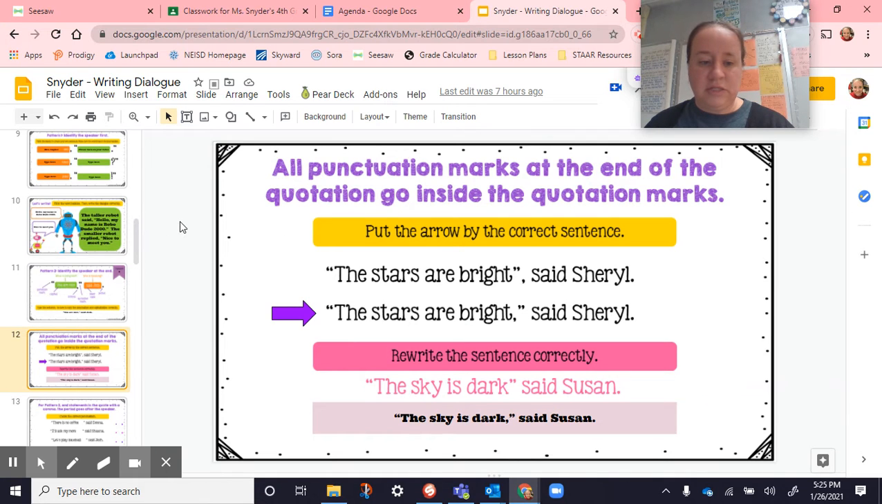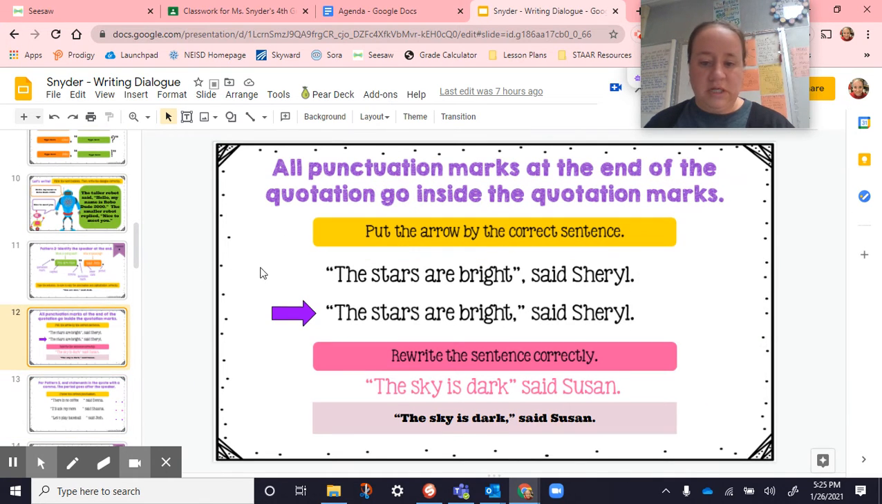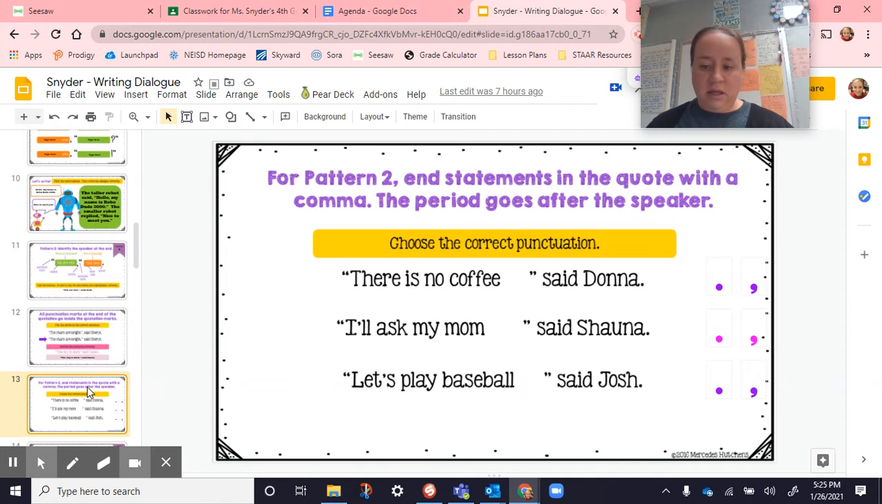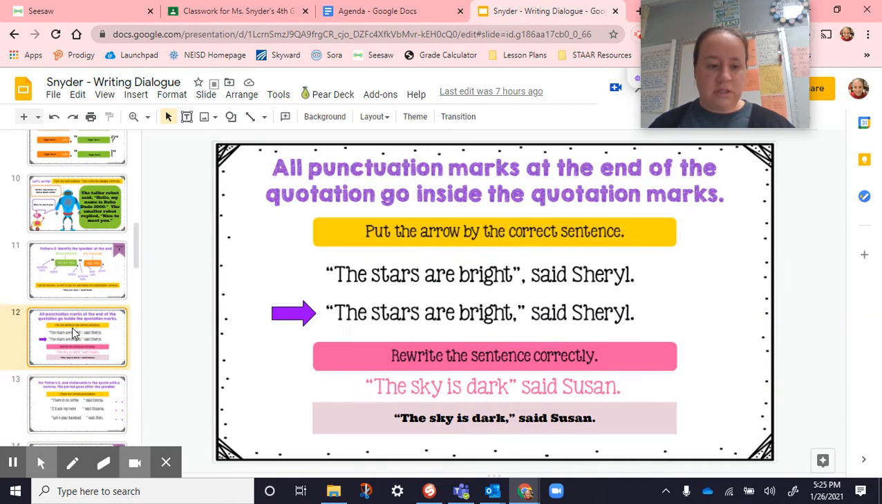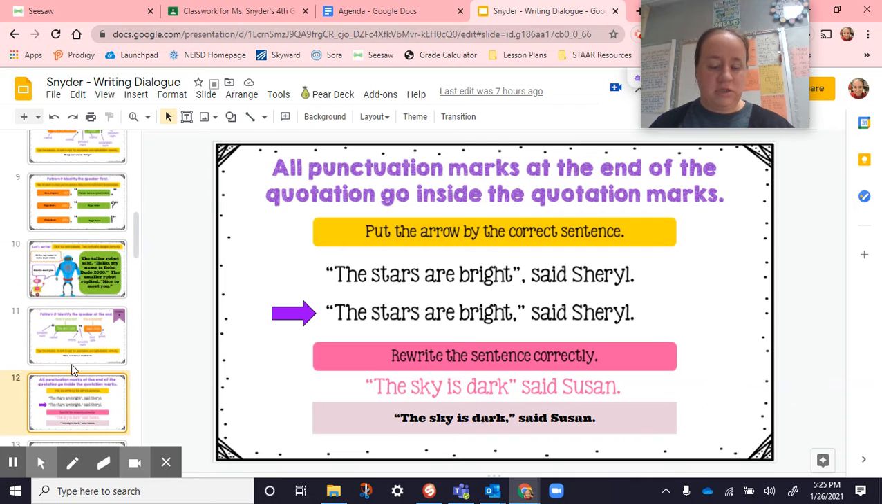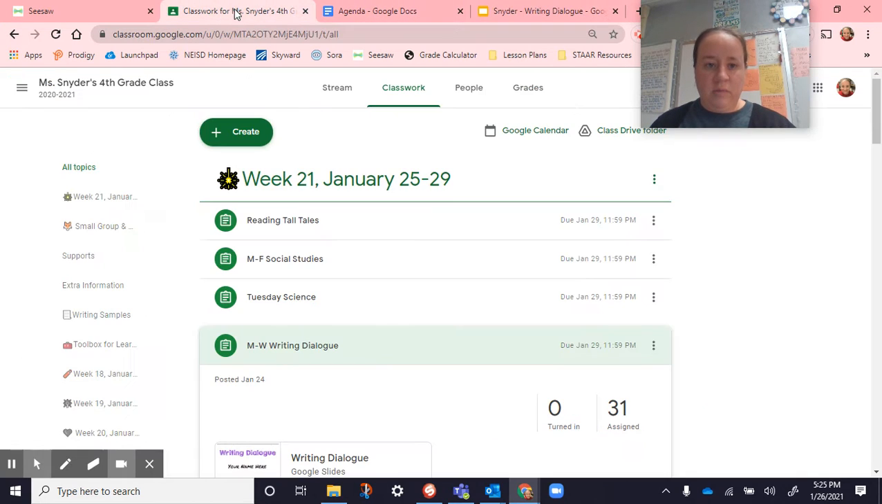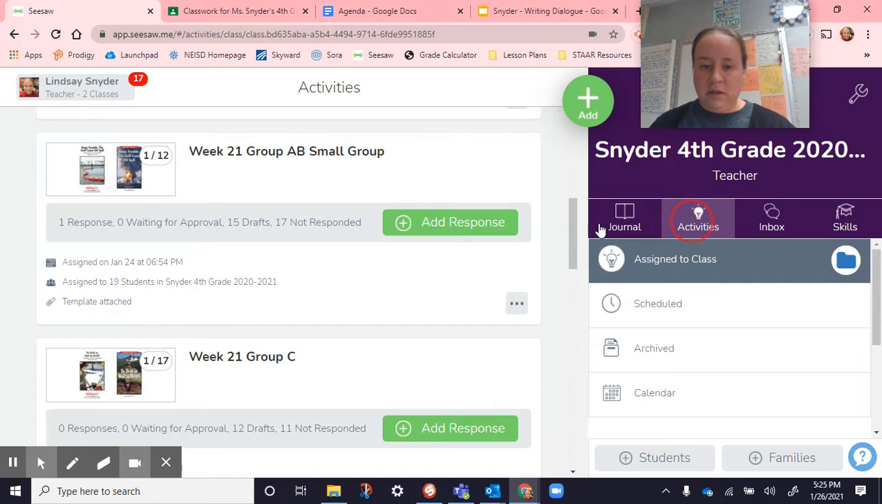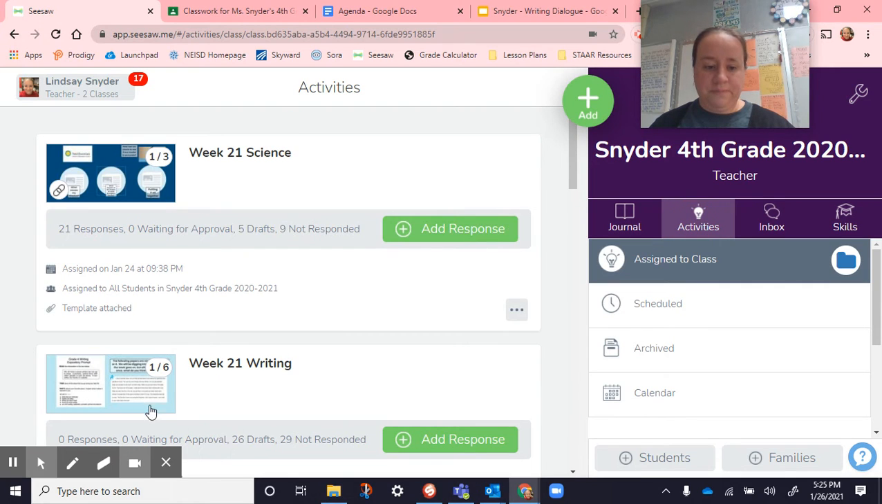Then we said we need to make sure that our quotation marks are on the outside of that punctuation. So they go on the end, like this one. "The stars are bright," comma, and then you end the quotation marks. So we corrected this one, and then here is where we left off. We did all the way from page 9 to 12. And then we went over to Seesaw, and we went to our composition.